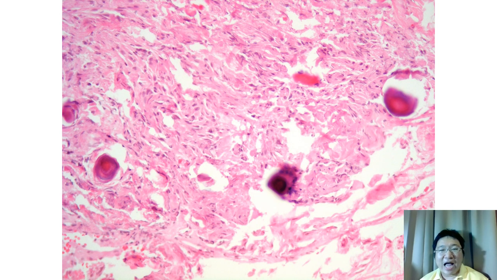And also, a prominent feature of meningioma is the psammoma body, or concentric calcification. Psammoma body. So if you hear about psammoma body, just think about three types of tumor in the body. Of course, the one that you must know is in the thyroid gland, in papillary carcinoma. In papillary carcinoma, psammoma body is also a characteristic.